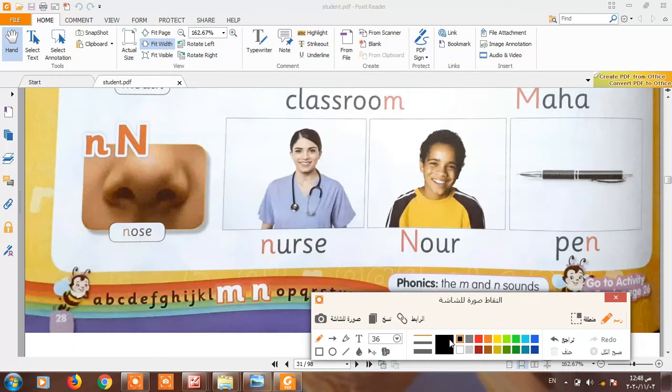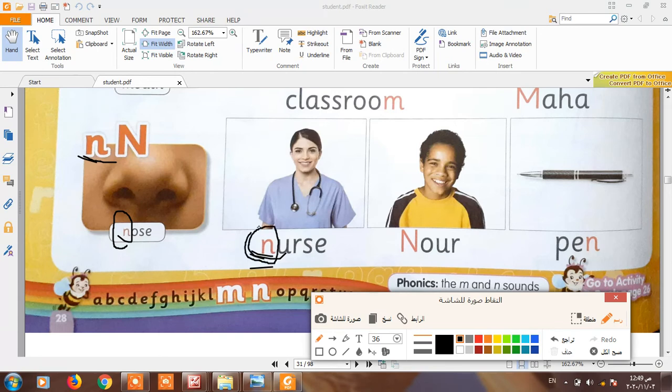Here, KG1, we found sound N. Again, N. Can you tell me what picture it is? Nose. Again, nose. Nose starts with sound N. Listen, nose. Make a circle on sound N. Look, what can you see here? Nurse. Nurse starts with sound N. Make a circle on sound N.